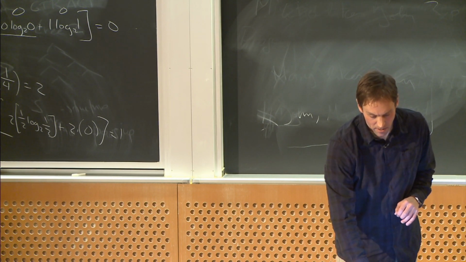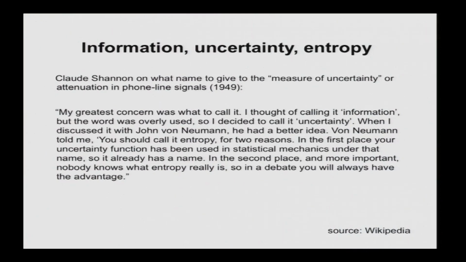Okay, so why did he call it entropy? It turns out that Shannon, who was developing this in the late 40s as part of a theory of communication, scratched his head a little bit, and he talked to his friend John von Neumann, none other than him, involved in inventing computers. He says, my concern was what to call it. I thought of calling it information, but the word was overly used. Back in 1949, information was already overused, and so I decided to call it uncertainty. And then he discussed it with John von Neumann, and he had a better idea. He said, you should call it entropy.